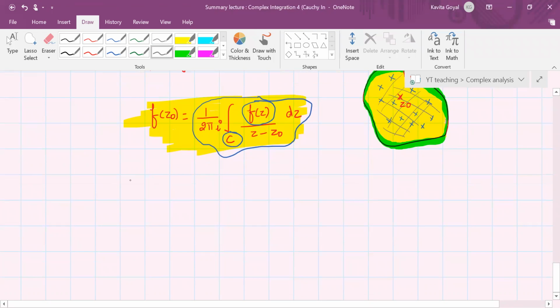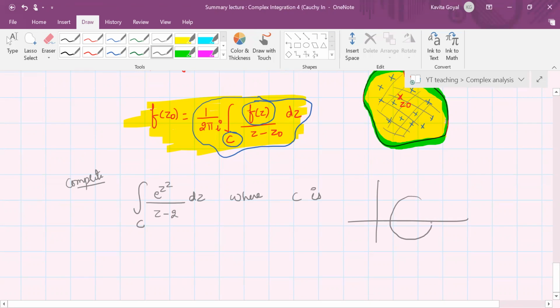For example, compute this integral: the integral along C of e raised to power z square upon z minus 2 dz, where C is this curve. Here is your 2, right?